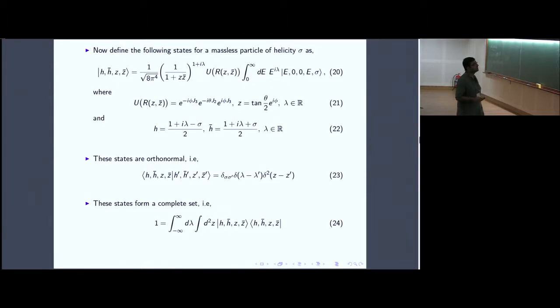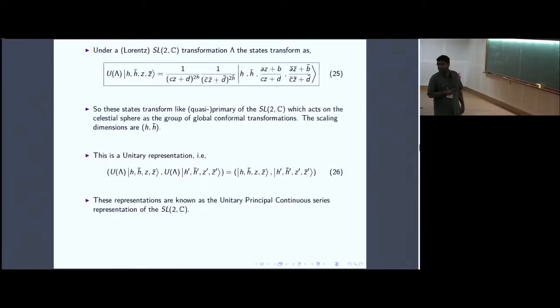Now, these states actually form an orthonormal basis. If you compute this inner product, what you basically get is delta_{sigma sigma'}, delta(lambda minus lambda'), delta^2(Z minus Z'). And they also form a complete set, so you can write the identity as an integral over these states, which is the standard thing. Now the interesting point is that it's way overcomplete.